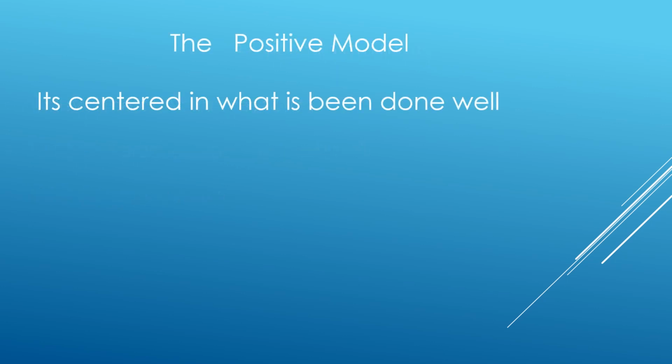Now we have the positive model. The positive model is centered on what is being done well. In other words, in the positive model, you do an evaluation of all the activities that are done in the company's processes, and you determine the activities that are being done well, but for the purpose of being done better, for the purpose of improvement. So what is being done well, you want to make it better. So this is the positive model.